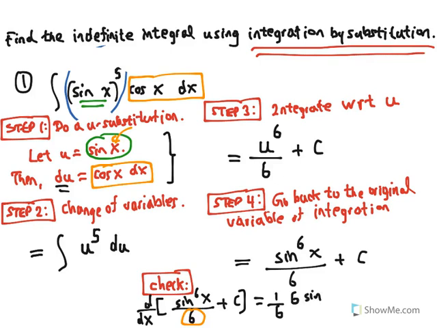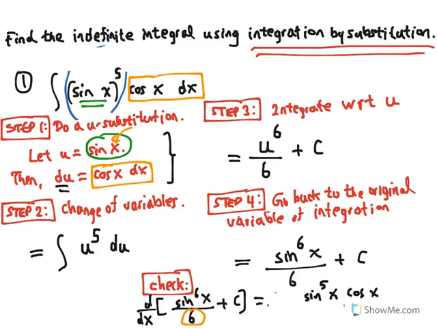You take the derivative of the outside function evaluated at the inside function and multiply by the derivative with respect to x of the inside function. And the derivative of the constant of integration c is 0. The derivative of sine x is, of course, cosine x. And 1/6 times 6 is 1.